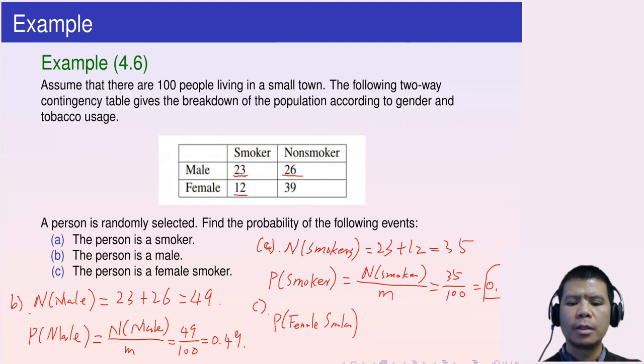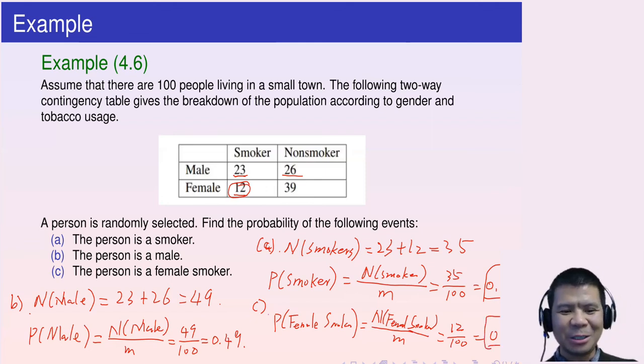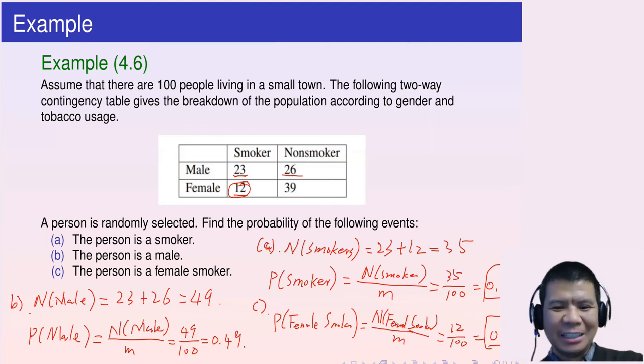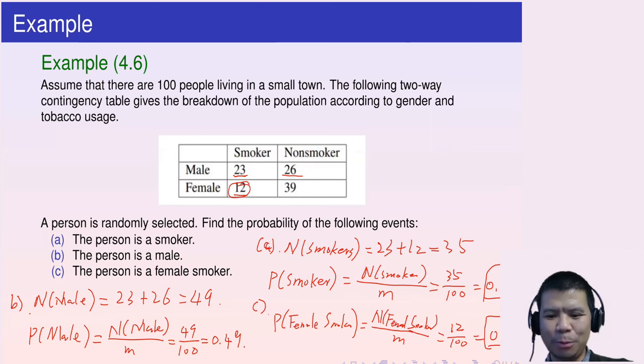And finally, C, the probability of a female smoker equals the number of female smokers over M. How many female smokers? 12. So it's 12 over 100. That's 0.12. So we find the probability of female smokers is 0.12. This is how we can find the probability of events relating to an experiment with equally likely outcomes. How to do that? Find the total number of possible outcomes M, and also find the number of possible outcomes in the event. Then the probability can be found.